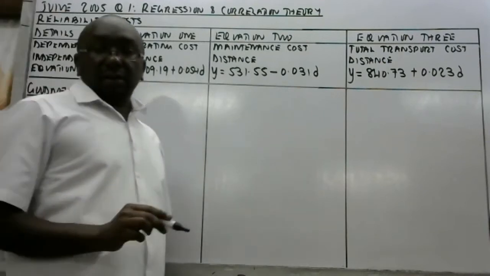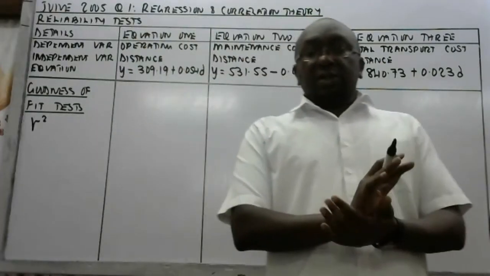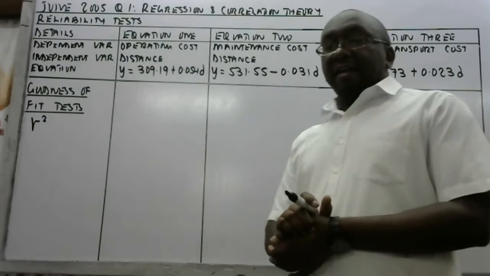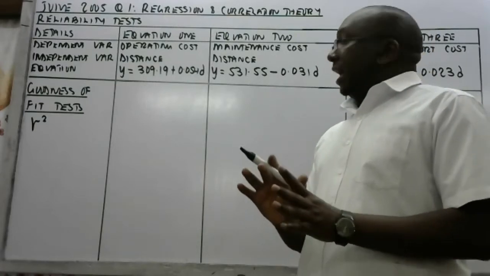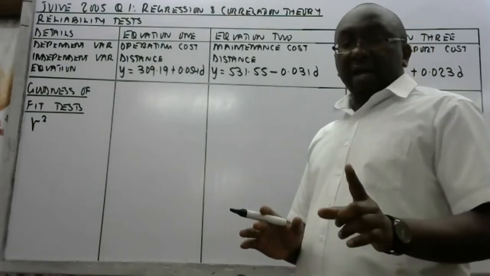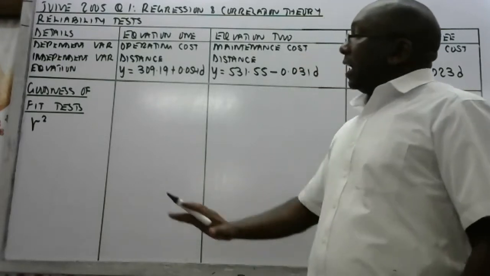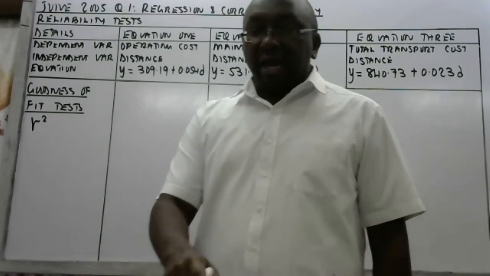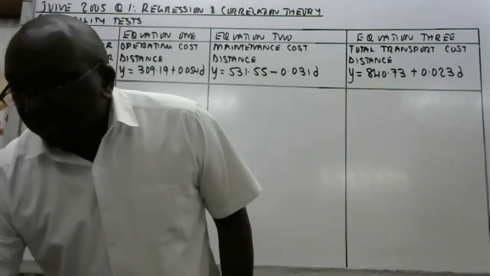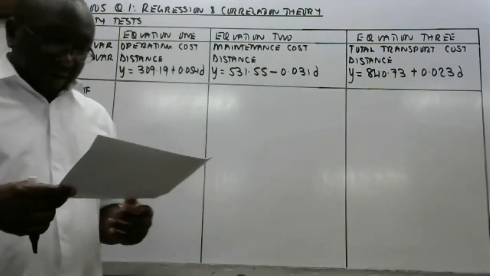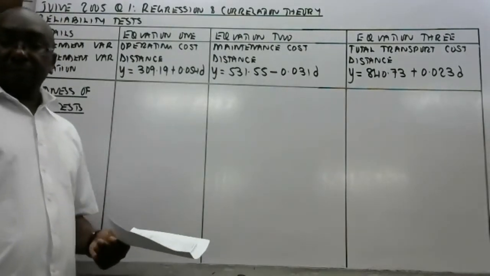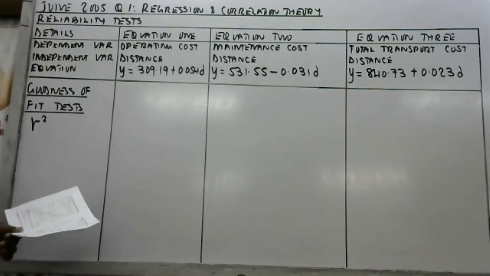R square, the coefficient of determination, shows us the extent of changes in Y that are explained by X. So can you see R square in our reports? In these results, have they given us R square?